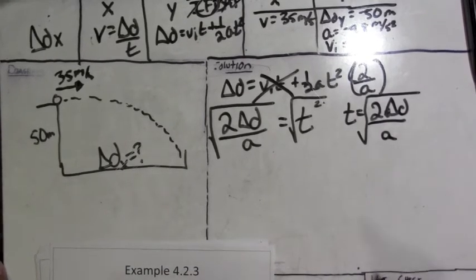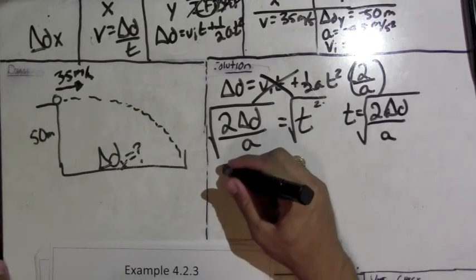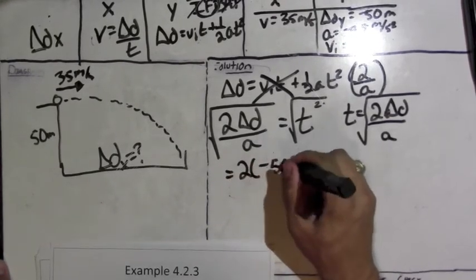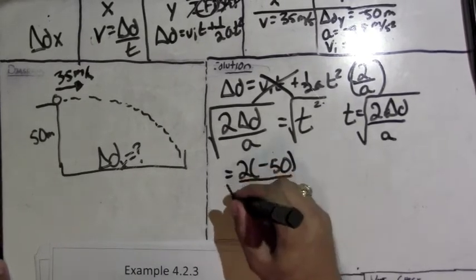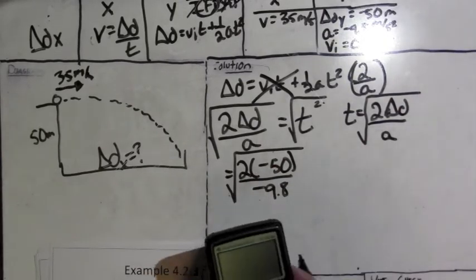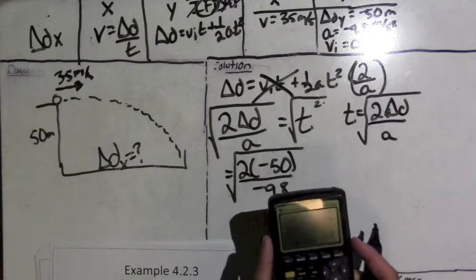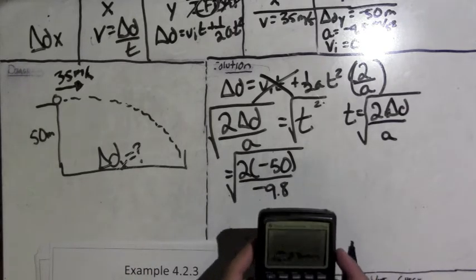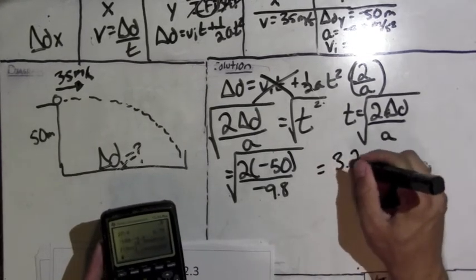So once you have this right here, you can now solve for the time. So you say 2 times -50 divided by -9.8, take the square root. So 2 times -50 is -100. -100 divided by -9.8, and you get 10.2. Take the square root of that value, and you get 3.2 seconds.